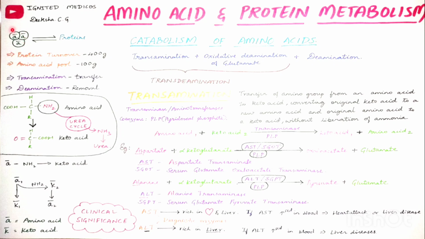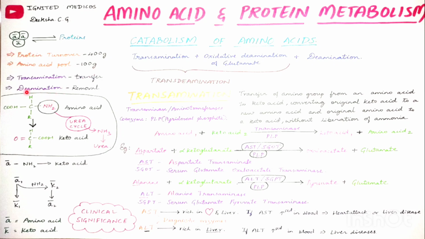As we all know, many amino acids combine together to form proteins, and when we break down the proteins, we get amino acids. And there are a few terms. One is protein turnover. What is protein turnover? Generally, in our body, protein is not static, it is dynamic. In the sense, proteins are constantly being synthesized and broken down. Usually 400 grams of proteins are made and broken in the process of metabolism in our body. And what is the amino acid pool? It is the free amino acids present in our body at any given time, and about 100 grams of amino acid pool is seen in our body.